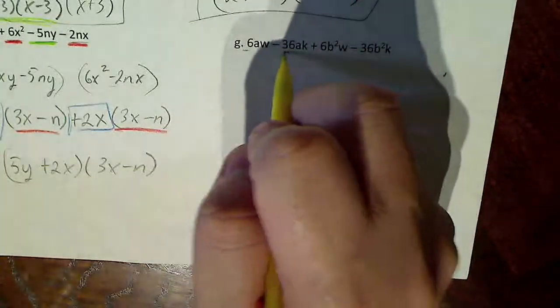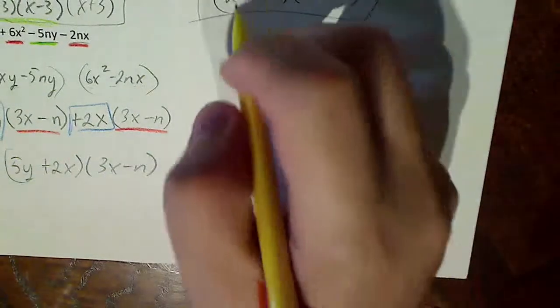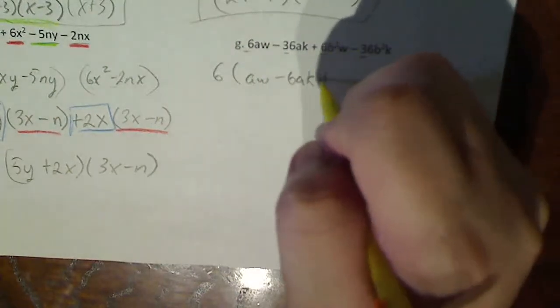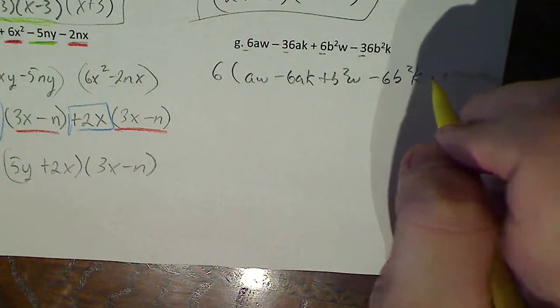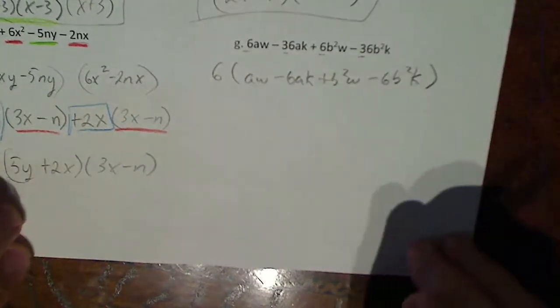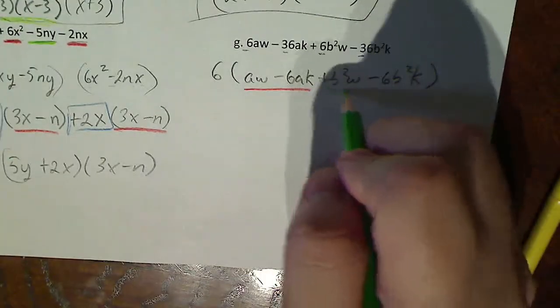See how there's a 6, a 36, a 6, and a 36? I could actually remove a GCF first doing this. If I do that, this becomes 6 times AW minus 6AK plus B squared W minus 6B squared K. And then I can group accordingly. And in this case, I'm going to just group the way they are. I'll put those 2 together, and I'll put these 2 together.